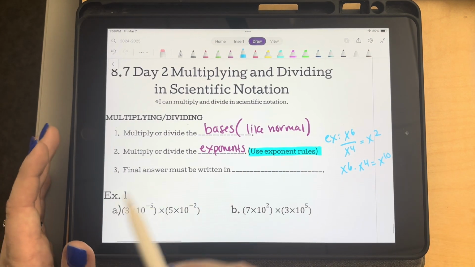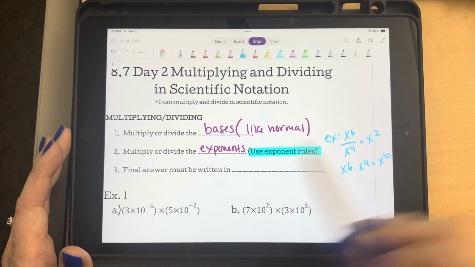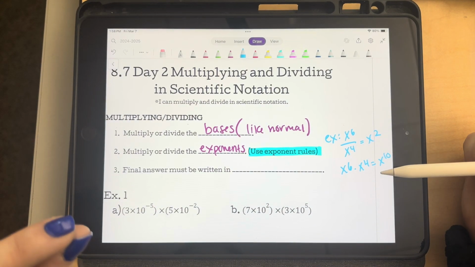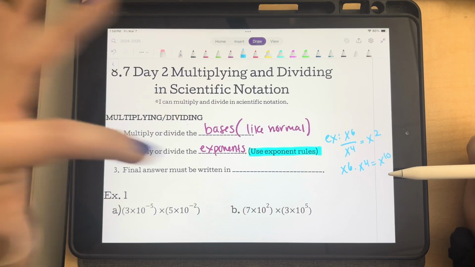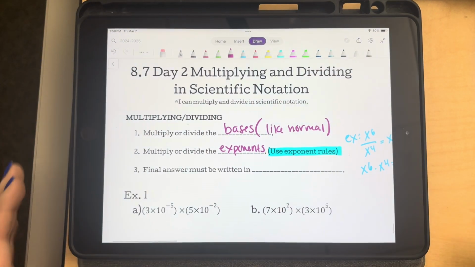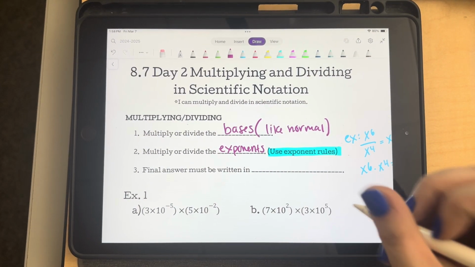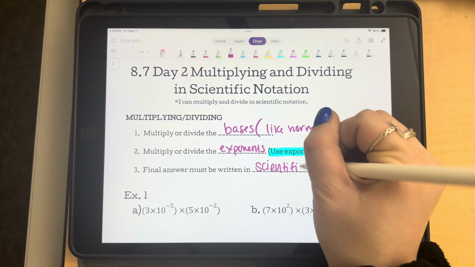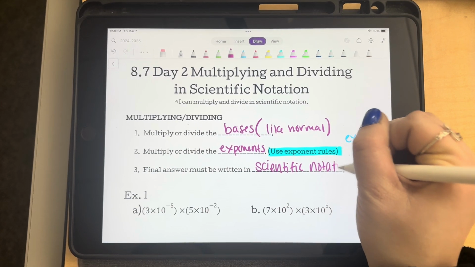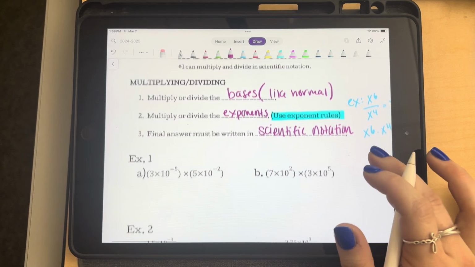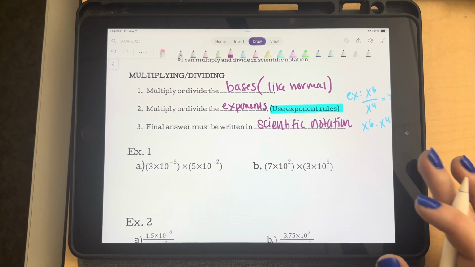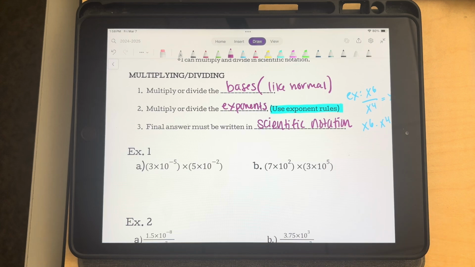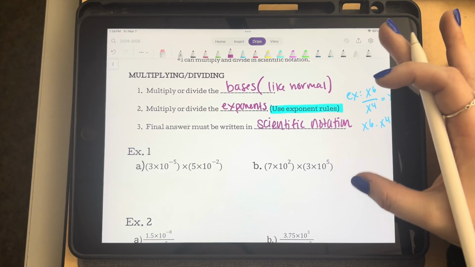So same exact thing here. When you're multiplying or dividing the exponents, you're going to do those rules to the exponents. So bases like normal, exponents with your exponent rules. Very last thing, just like before, final answer must be written in scientific notation. We will be very specific on your test or quiz on exactly whether I want it in standard form or in scientific notation. So we're going to do a couple examples of both.